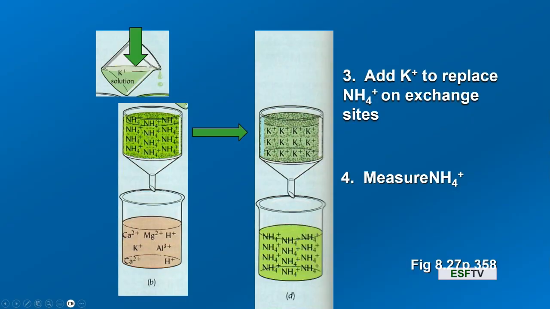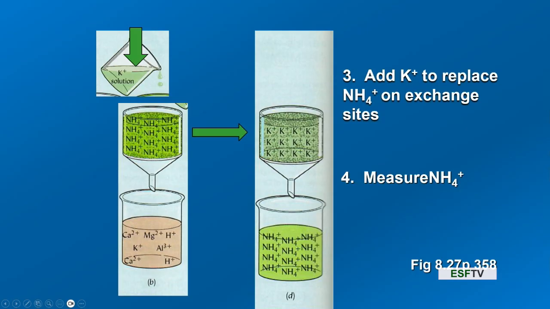Now we have this beautiful soil. It's all saturated, and every site where we had a cation now is occupied by an NH4+. Okay? And so the next thing to do is, it would be nice if we could determine how much NH4+ we had. So how do we do that?